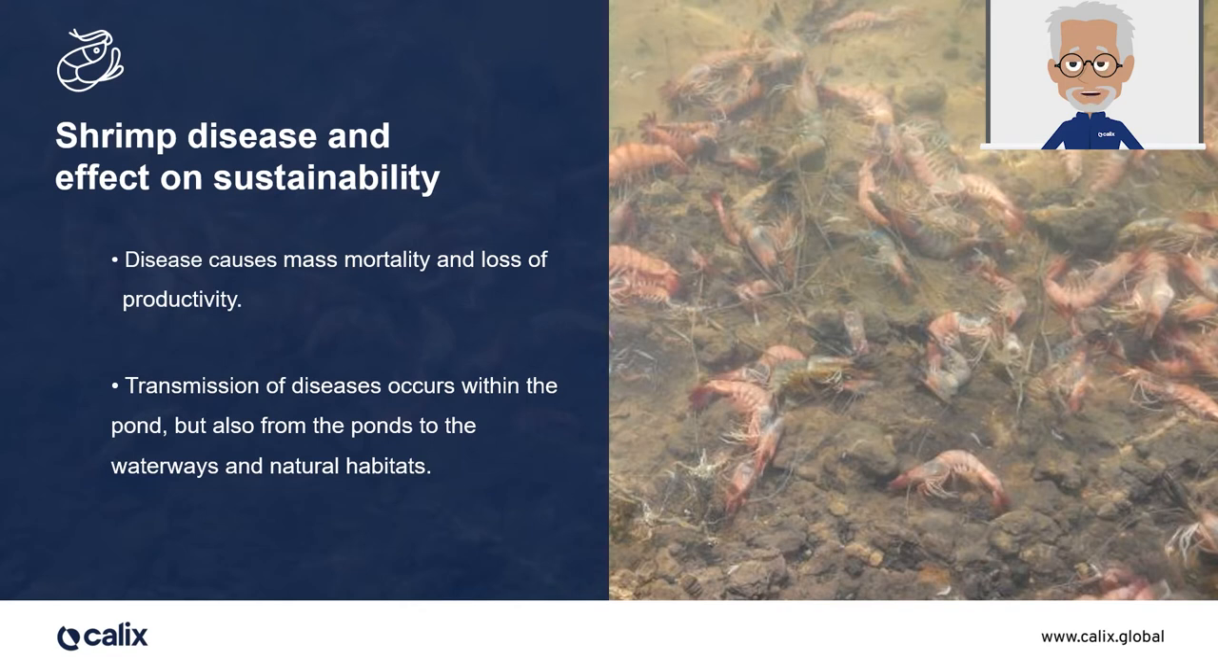Disease has become one of the major issues in aquaculture, causing significant loss of productivity with considerable environmental impacts, particularly in shrimp farming. Financial losses due to disease can have profound effects on the aquaculture industry and, for certain regions, on the communities and the economy as a whole. As we saw in the first two episodes of our series, intensive and poor farm practices can be responsible for the rapid spread of pathogens and diseases within ponds. Transmission of diseases occurs within the pond, but also from the ponds to the waterways and natural habitats.